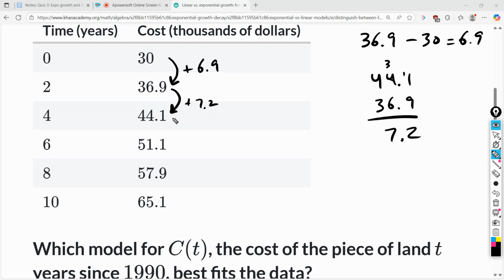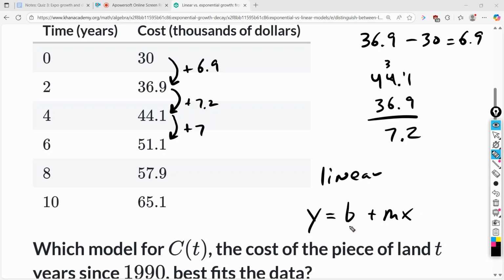Let's be absolutely certain. 51.1 minus 44.1, that's plus 7. Okay, close enough. So we can see that this is definitely linear. All right. So it's in the form of y equals mx plus b. Like I said, they reversed it and made it y equals b plus mx.